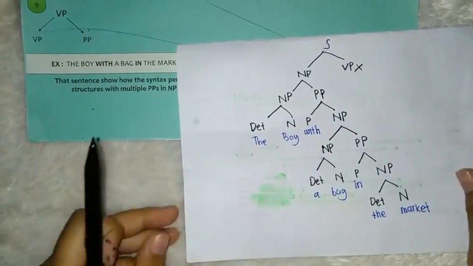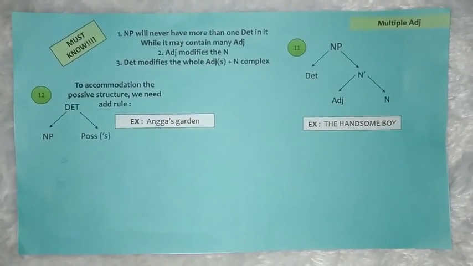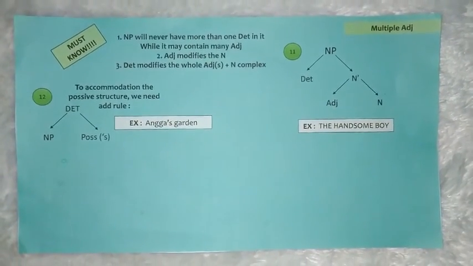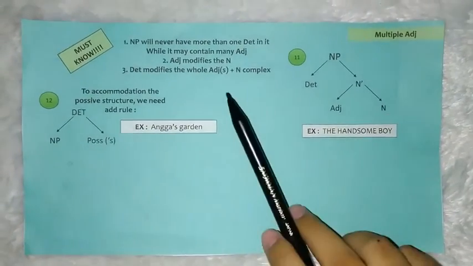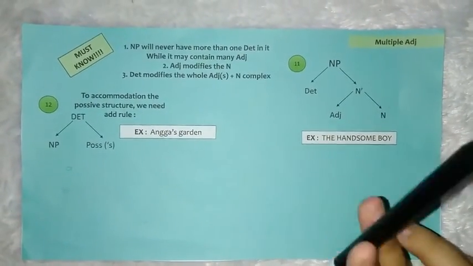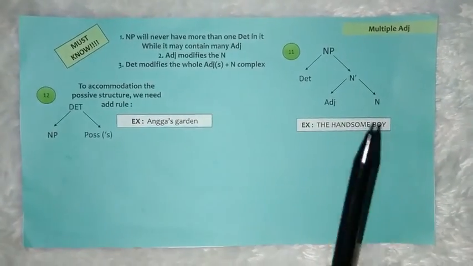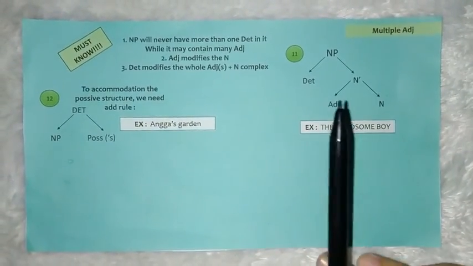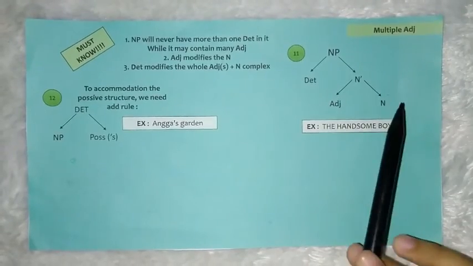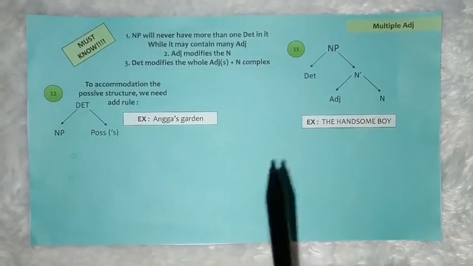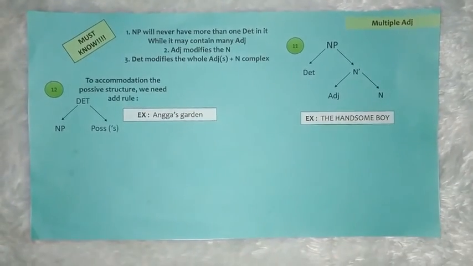3, okay? Also talking about recursive rule, but here they're talking about multiple adjectives. So here is just for your information that a noun phrase will never have more than one determiner in one noun phrase, yeah? Well, it may contain many adjectives. An adjective modifies the noun, while a determiner modifies the adjective and the noun.